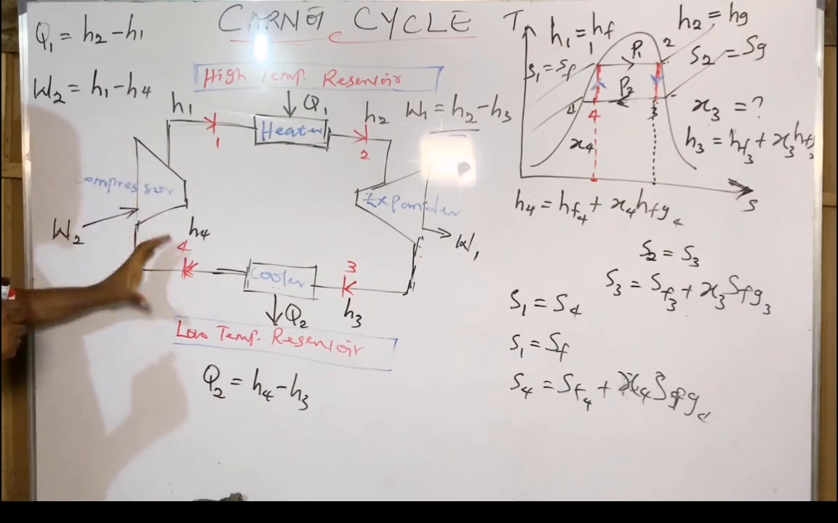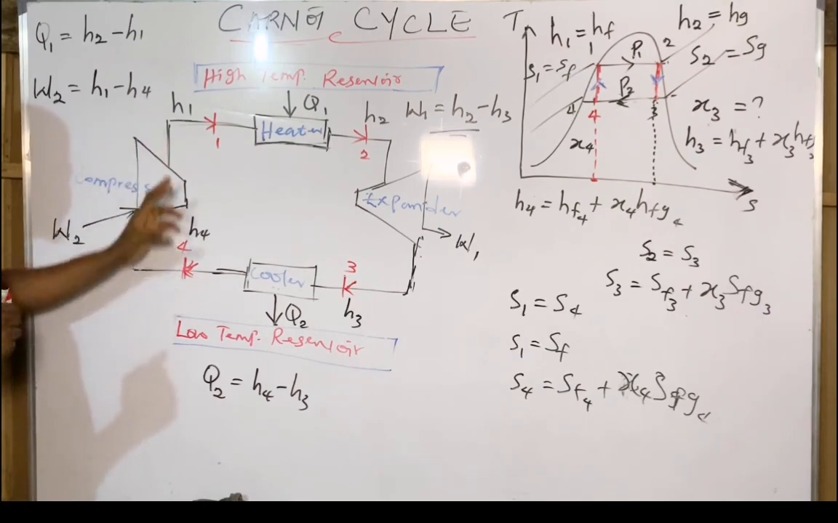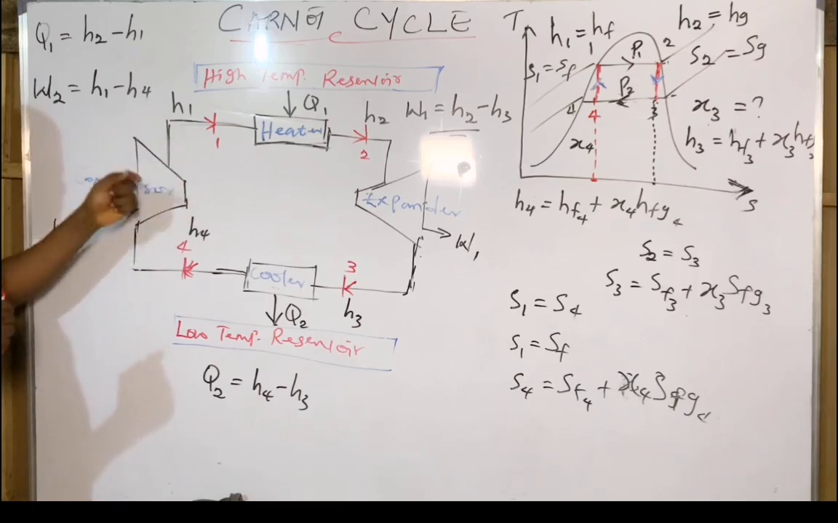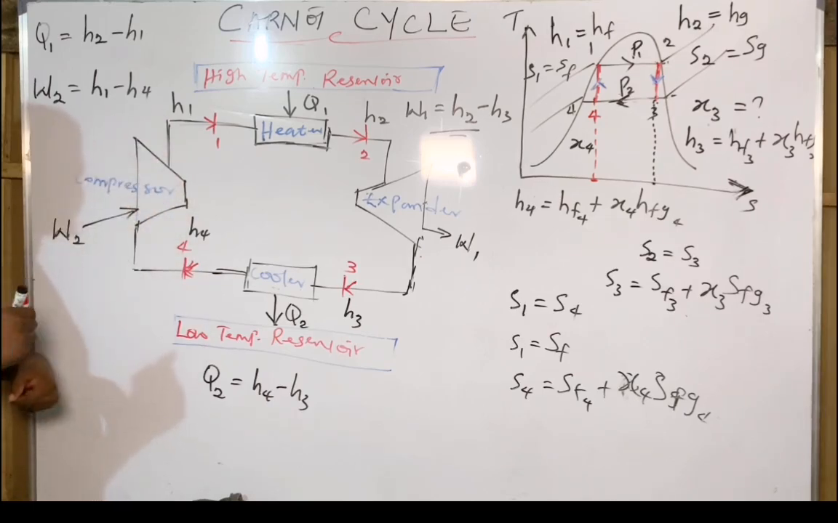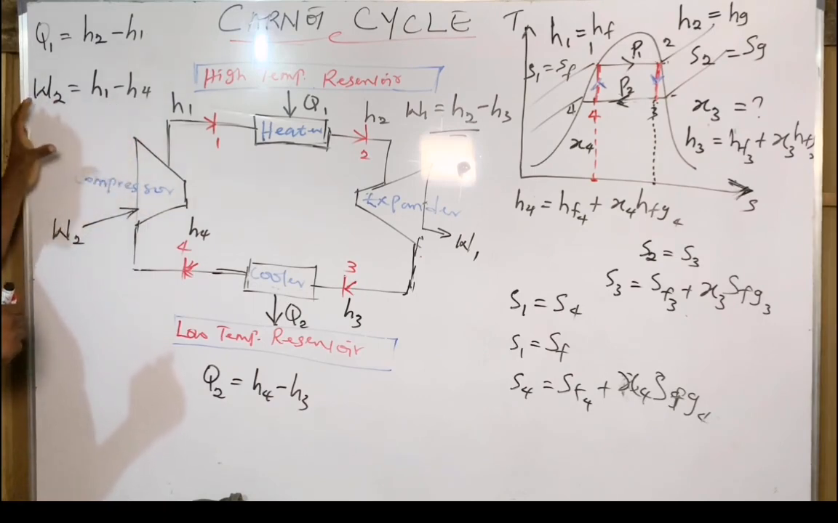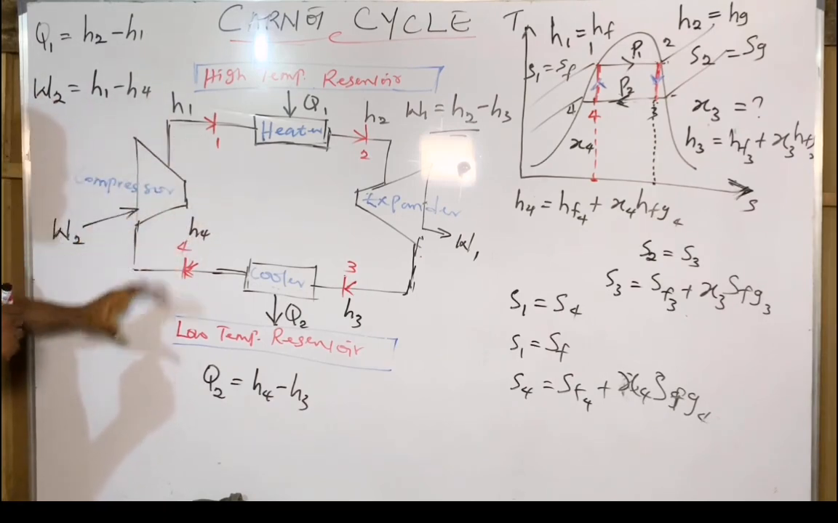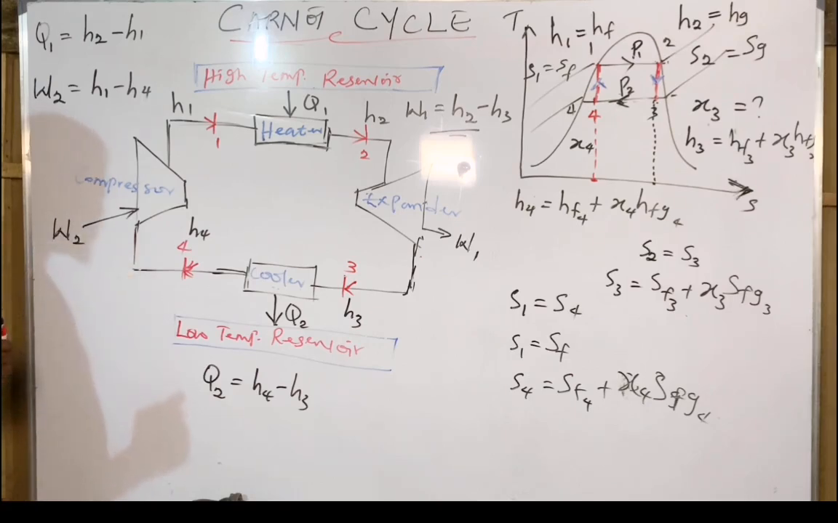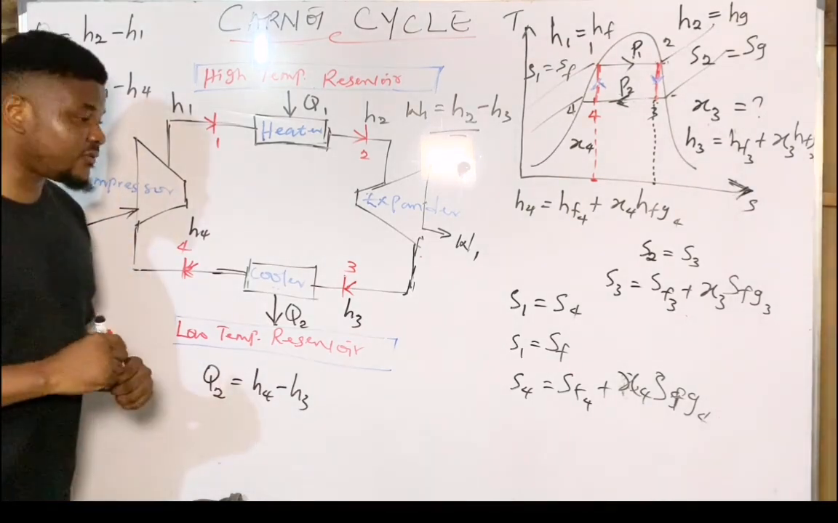So also pay attention to the enthalpies. Between state 4 and state 1, the lower enthalpy subtracts the higher enthalpy. So we have H1 minus H4. This gives us the work done by the compressor. So this is how you can know your formulas very easily.